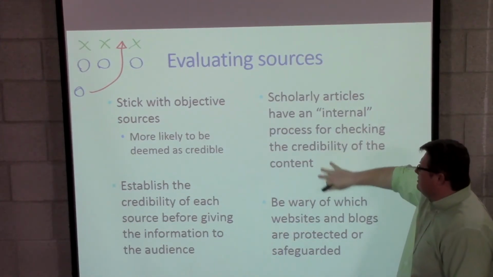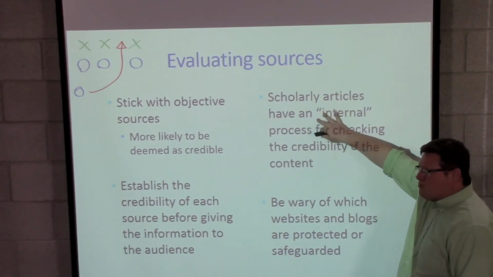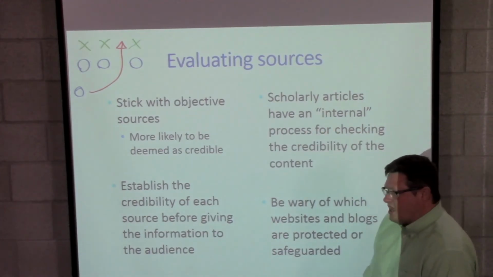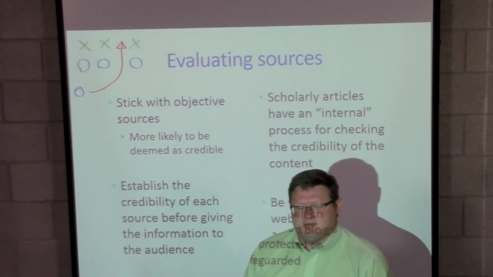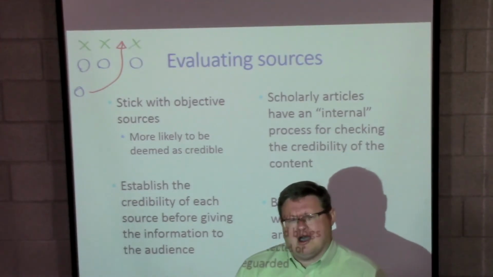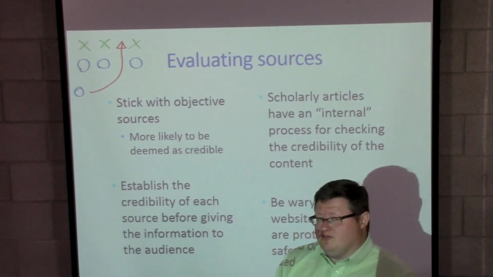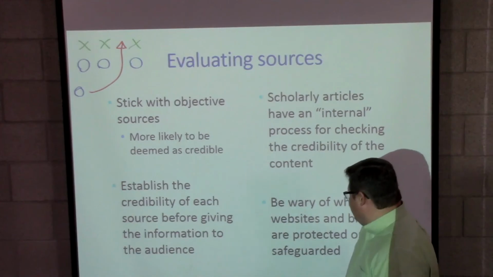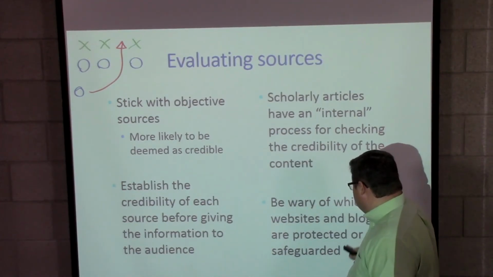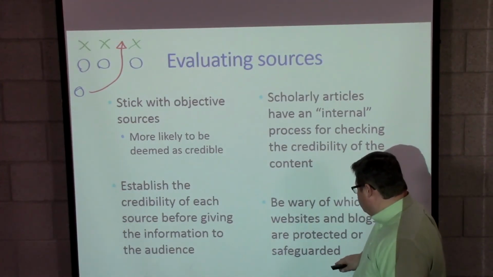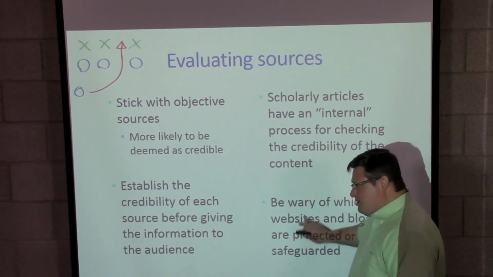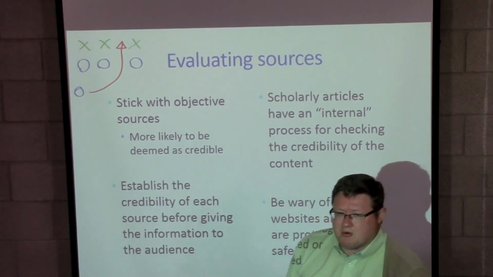Scholarly articles have what is called a peer review process. I would love you to find more scholarly articles, especially if you're dealing with some kind of topic that's scientific or complex in nature. You can find that through Academic Search Premier. And then, of course, you want to be wary of websites and blogs that are protected or safeguarded because, again, they can be somewhat problematic.